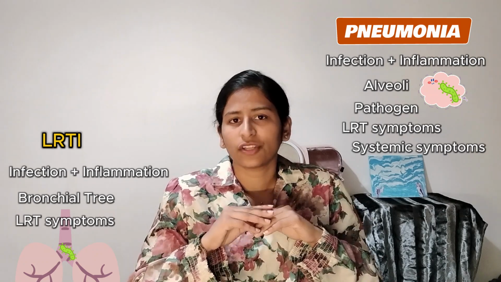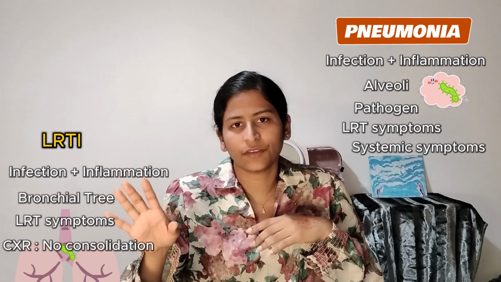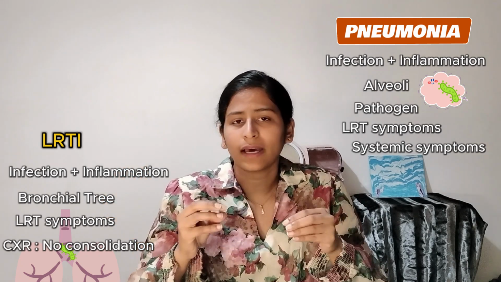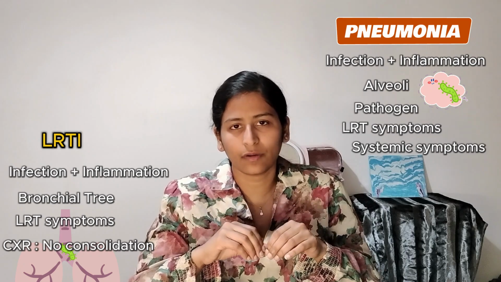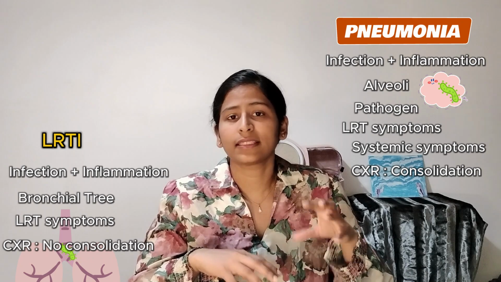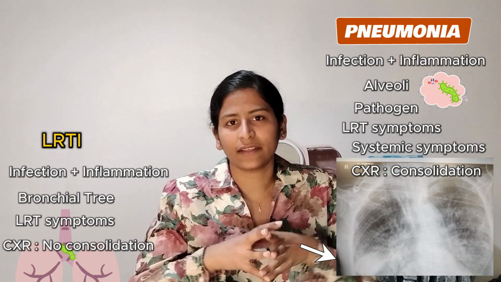Most importantly, on a chest X-ray, if you take a chest X-ray of a patient with lower respiratory tract infection, you do not see any consolidation. At the max, you can see some endobronchial thickening on the chest X-ray, but in case of pneumonia, you see consolidation because the alveoli and lung parenchyma is involved. So that's a definitive diagnosis there.